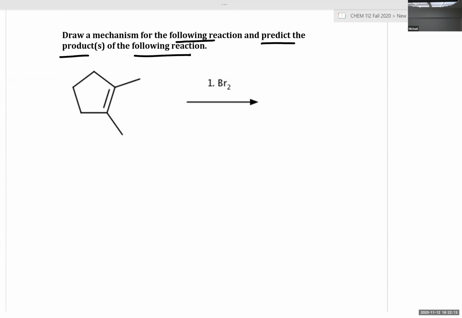And don't be shy to share your proposed mechanism or products using the annotate tool on the class whiteboard. So don't be shy to draw out or share a picture of your proposed product and mechanism, and we'll discuss this example in about 3 to 5 minutes.